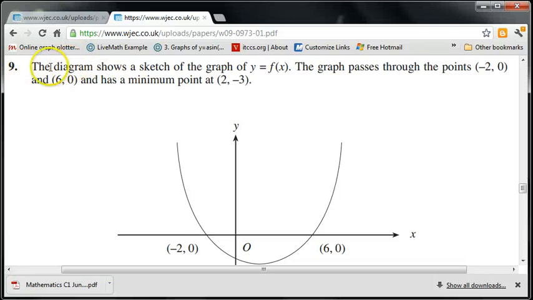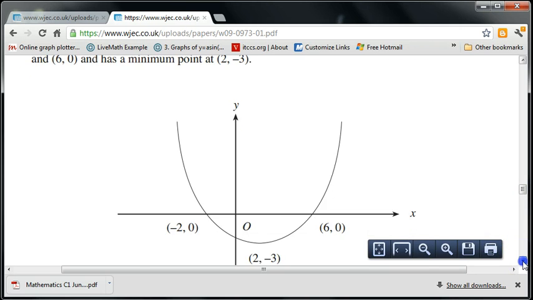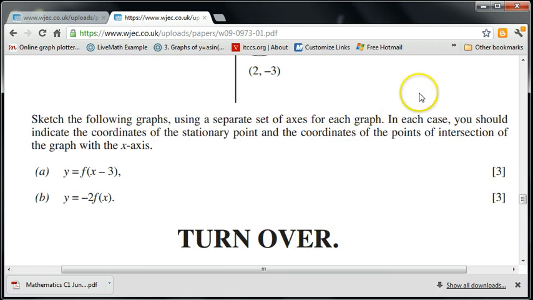Right guys, let's have a look at 9. It says the diagram shows a sketch of the graph y equals f of x. Here it is here. We'll scroll down in a second. The graph passes through 3 points, minus 2, 0 and 6, 0. These are the two roots. And it also has a minimum at 2, 3. So let's go down and have a look at part A and see what it asks us to do.